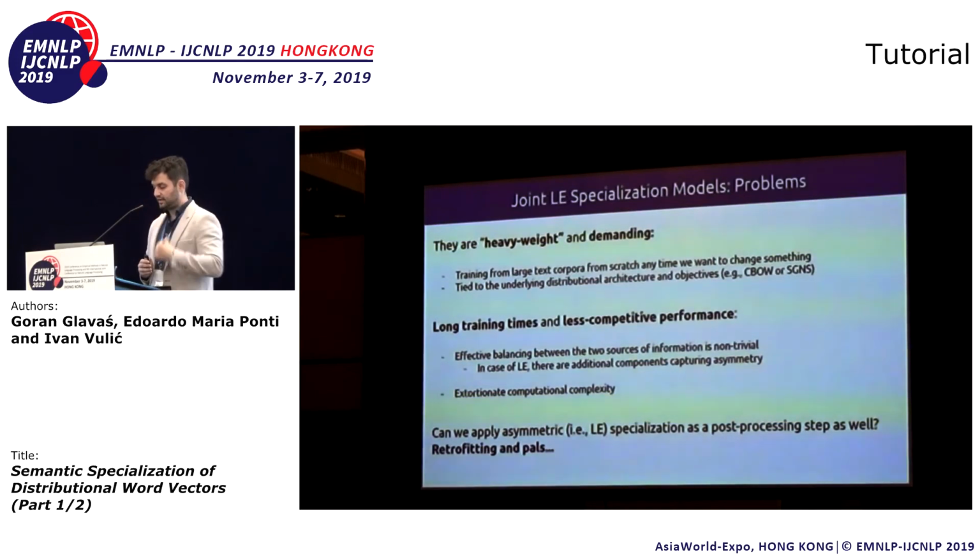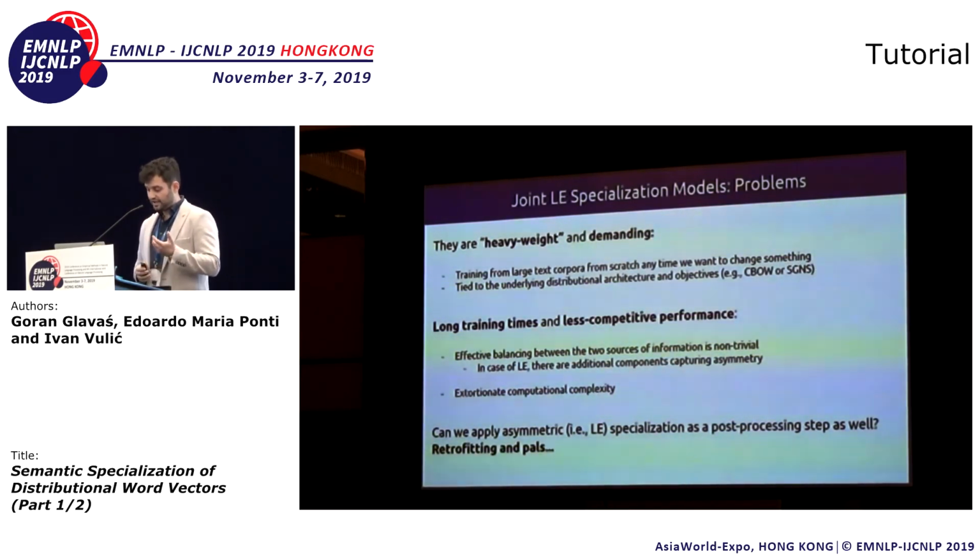Again, this is the slide that I repeat, but it's worth repeating. Joint models are kind of heavyweight because you need to find a way to augment the objective of your embedding model with the constraints that you have. And that means that if you want to specialize different embedding models for the same lexical relation, you would need to design different specialization models. And then you need to retrain everything on the entire corpus and so on.